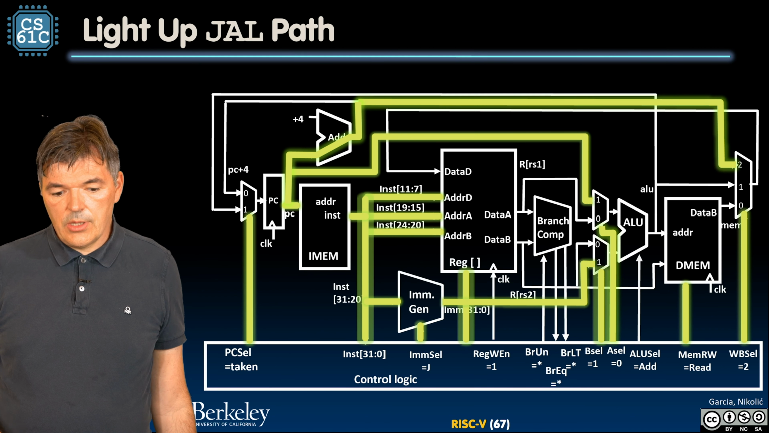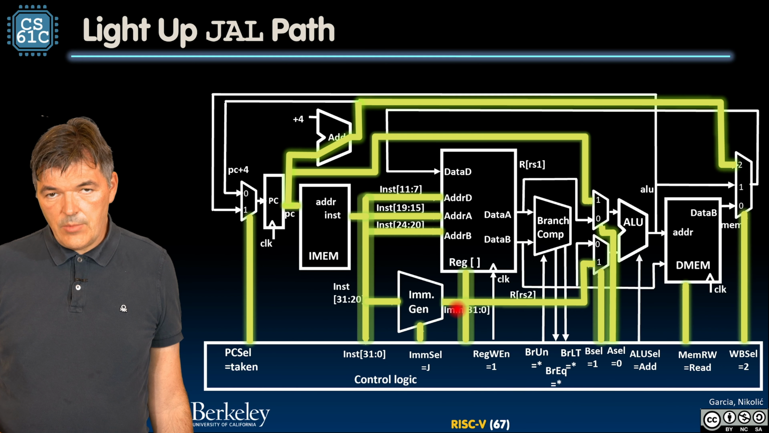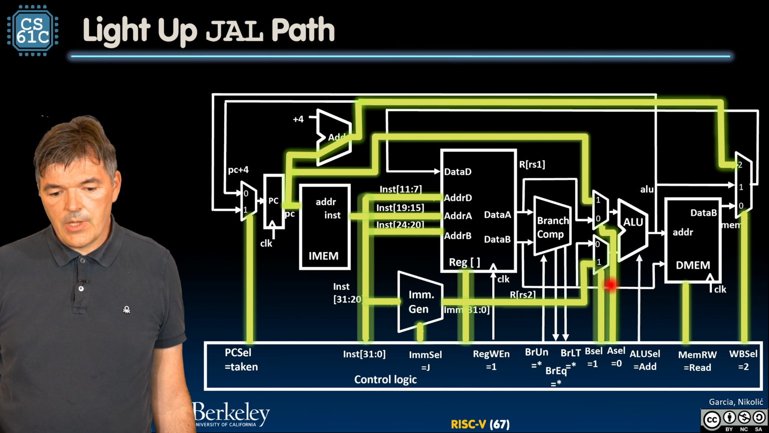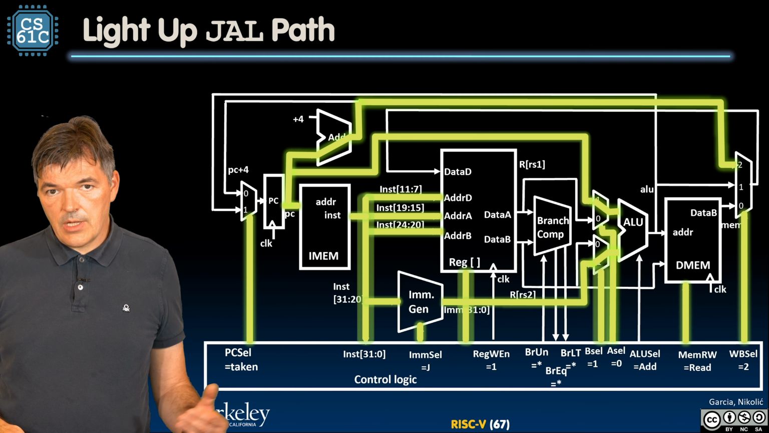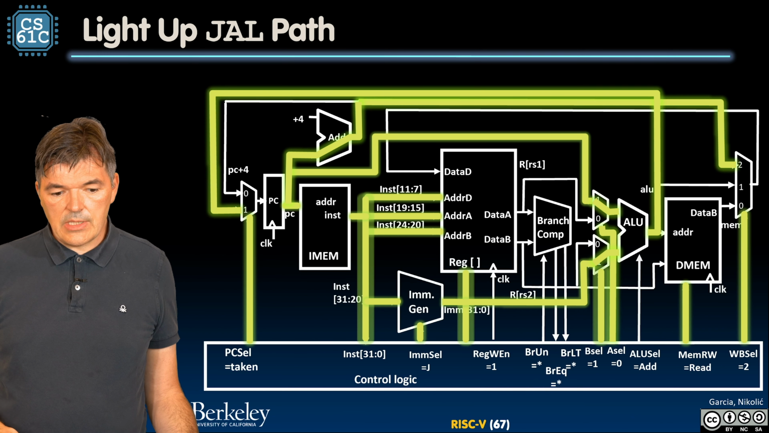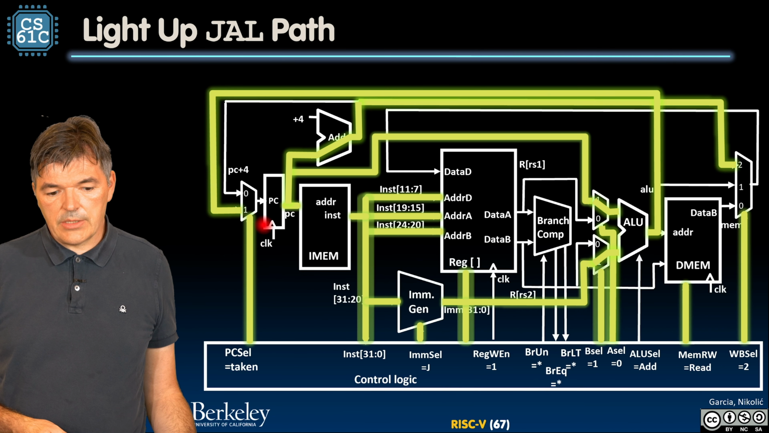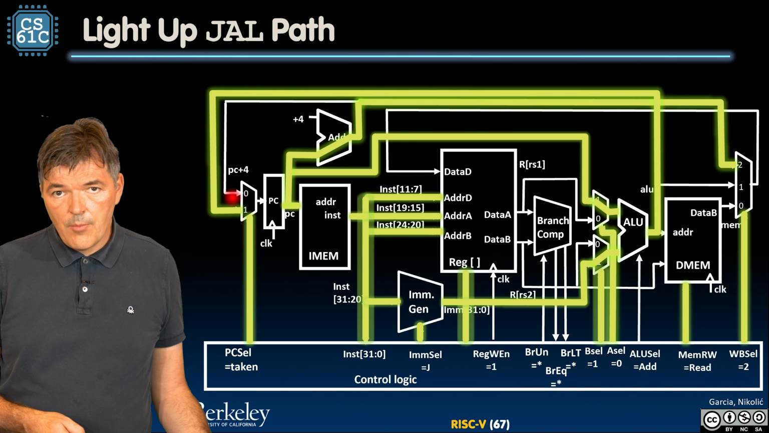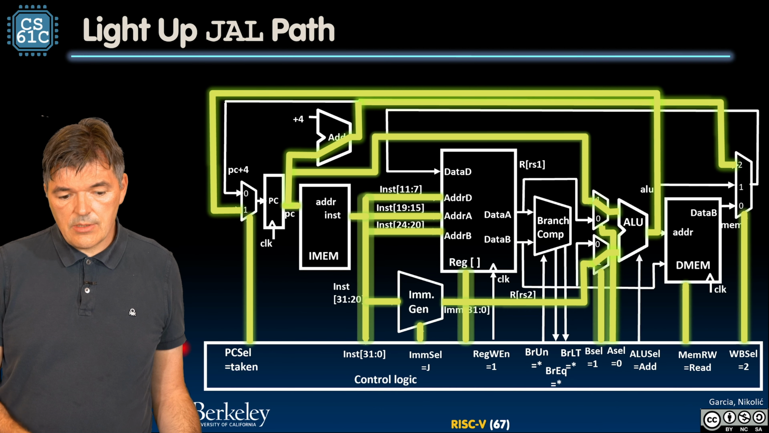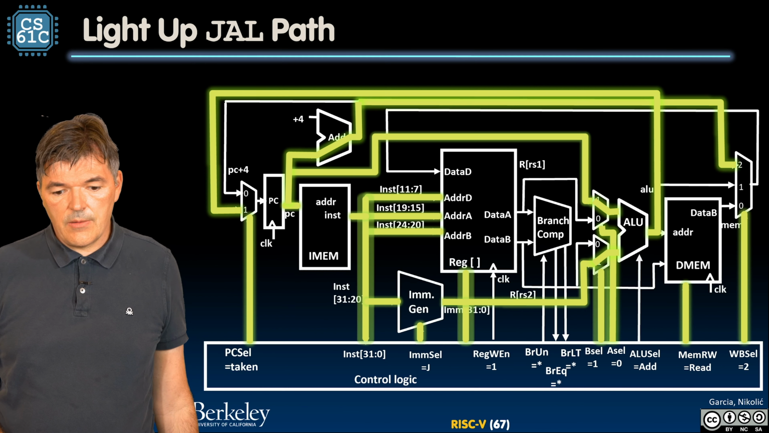Simultaneously, that will generate the immediate that is of a J type, and then we have the right operands in front of the ALU. The ALU multiplexer inputs are set to pick the program counter and the immediate, and the output of the ALU will be sent back to the PC select multiplexer. The PC select multiplexer also has PC plus 4, but it will not take it because the PC select signal is always set to be taken.